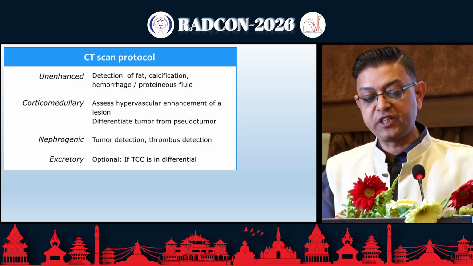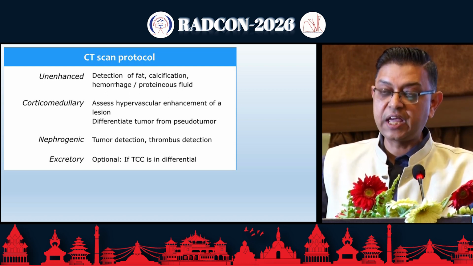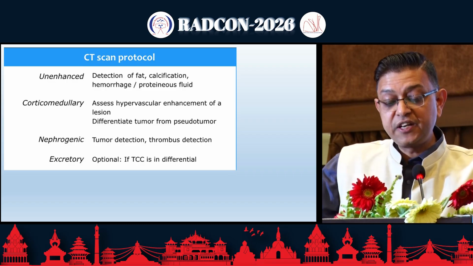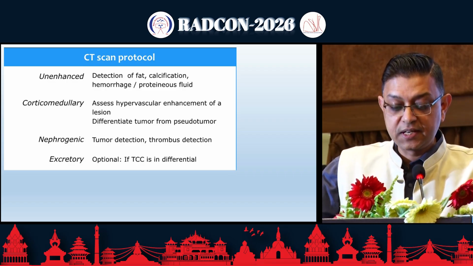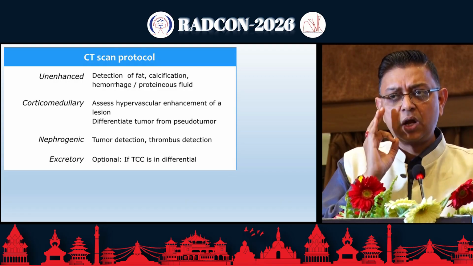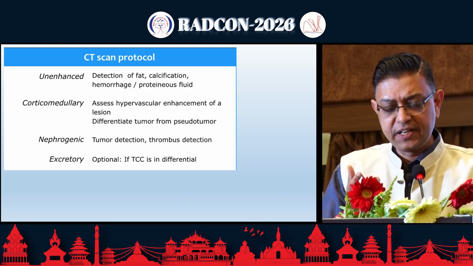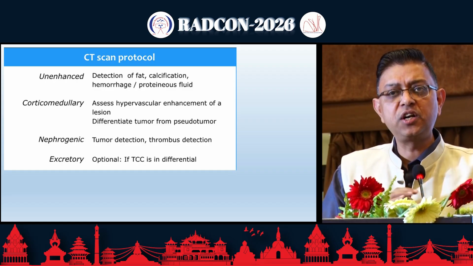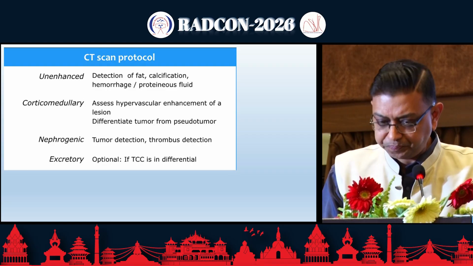Unenhanced phase is used for the detection of fat, calcification, hemorrhage, and proteinaceous fluid. Corticomedullary is to differentiate tumors from pseudotumors. Nephrogenic phase is the most important phase which tells us the cell type. We will see it later. Excretory is done to see and locate small transitional cell carcinomas. Right.